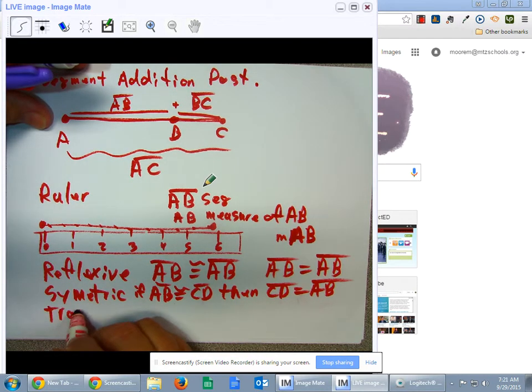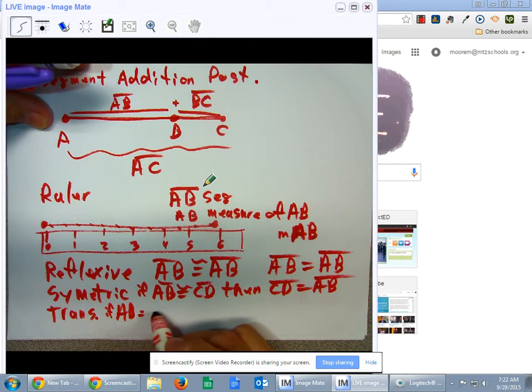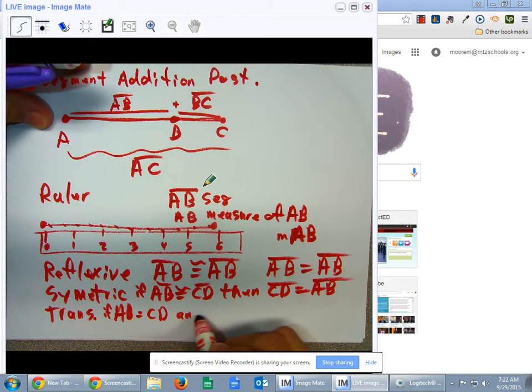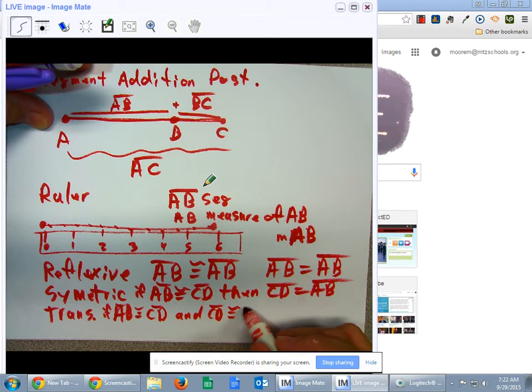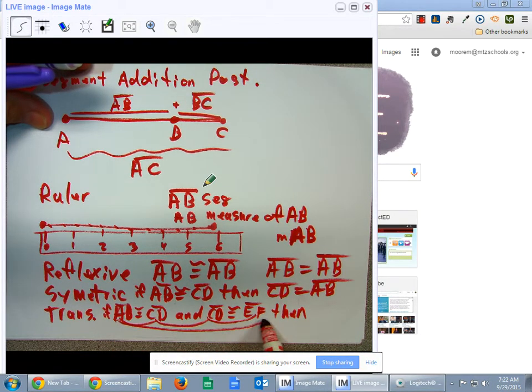Transitive property is very similar, something we've talked about before. If AB is congruent to CD and CD is congruent to EF, then, so you have 1 to 2, 2 to 3, 3 to 4, so 1 to 4, then AB is congruent to EF.